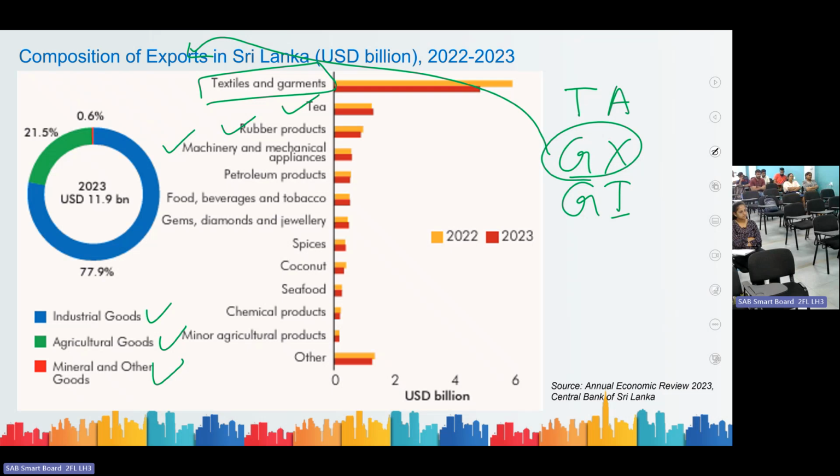So which category contributes significantly? The largest export revenue is generated from industrial goods, because textile and garment comes under industrial goods. Textile and garment is the single industry that generates the largest export revenue to Sri Lanka. Therefore, the industrial goods category generates the largest portion of export revenue, which is around 77%. That's about goods exports.